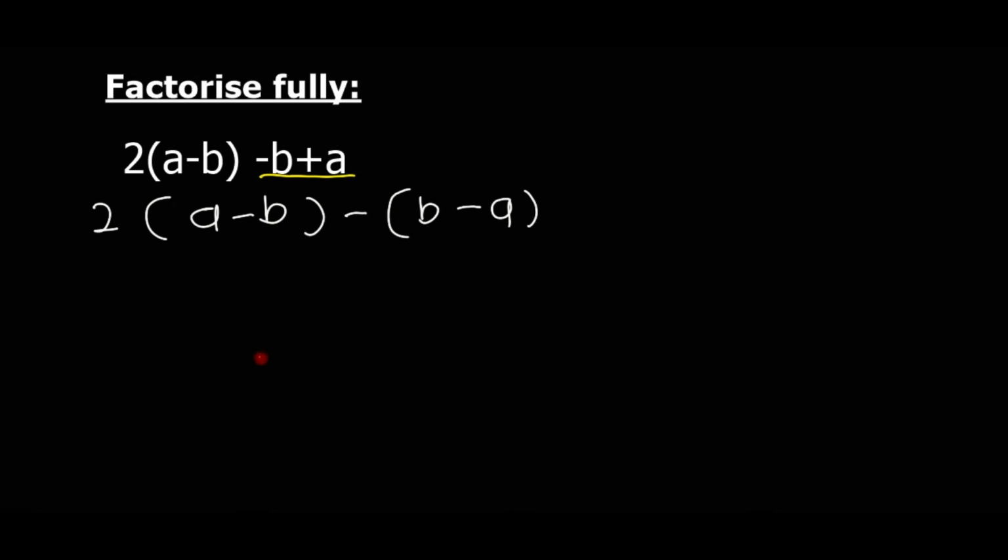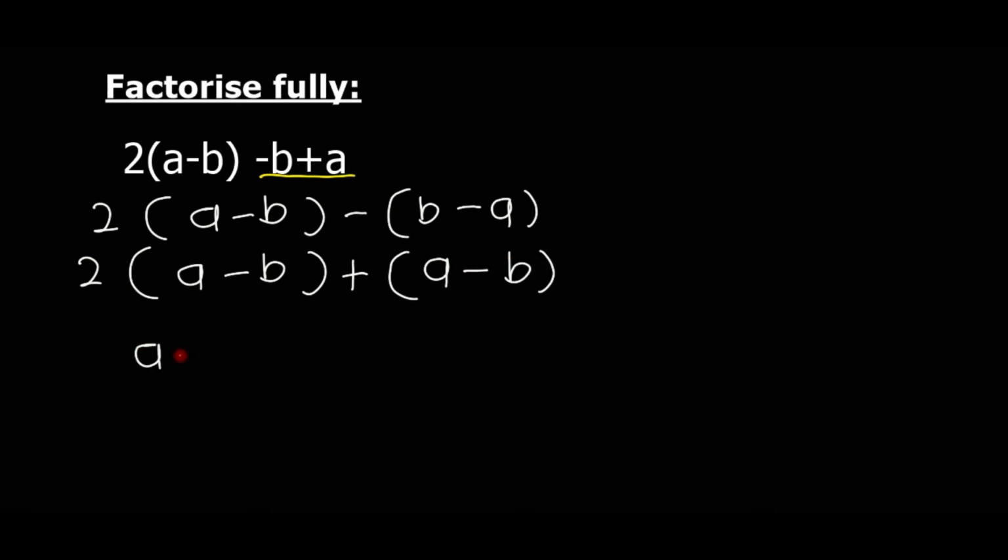And then from this step we will look at whether our brackets are the same. Looking here we have a minus b, and on this one we have b minus a. So we will try to make our brackets the same. This means we will have 2 times a minus b, and then change this sign to positive, and write b minus a as a minus b. Then from this step we can take a minus b as a common factor because it is in this term and also in this term.